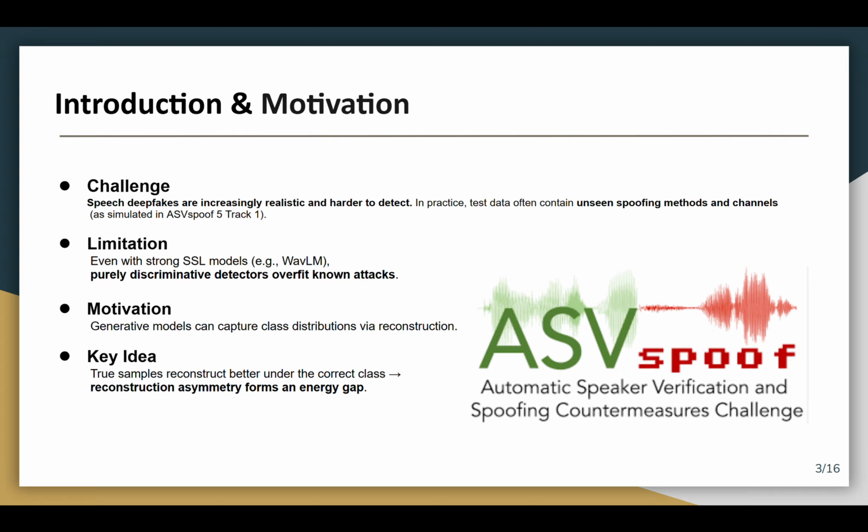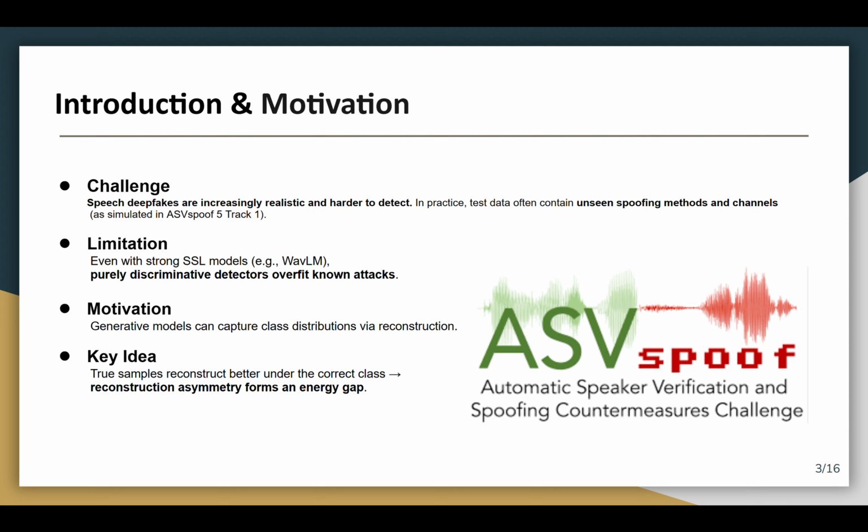Self-supervised front-ends such as WavLM provide strong acoustic representations. Classifiers trained on them tend to overfit to attack-specific artifacts and perform poorly on unseen spoof methods. Recent studies attempt to improve generalization using data augmentation, ensemble learning or attention-based pooling. However, these approaches remain fundamentally discriminative and do not explicitly model the distributional difference between genuine and spoof speech.